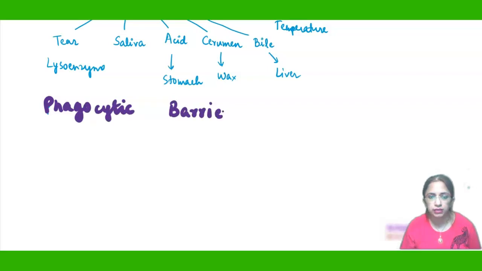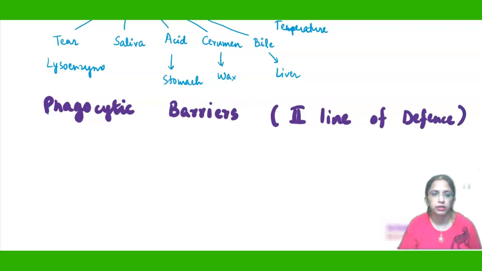As the name itself is suggesting, this is second line of defense. Okay, second line of defense, so that you can remember it. So phagocytic barriers, as the name is again making sense, these cells will be causing phagocytosis. Yes, this phagocytosis is the same process by which amoeba used to engulf the food.